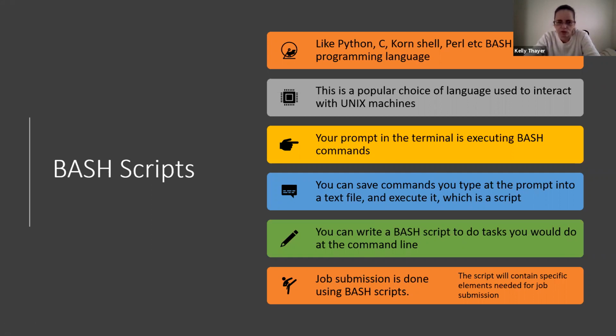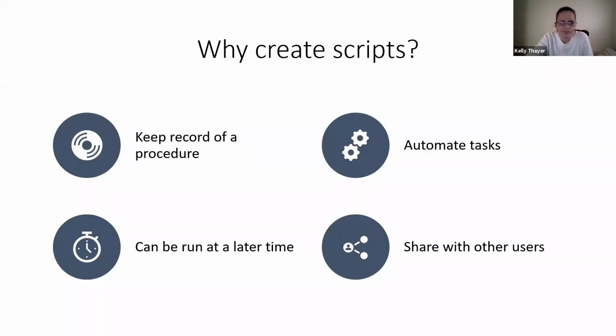Like we said, you have bash on your command prompt, and you can save commands as you type into the prompt into a text file, so that it will be executed at another time, and that's a script. You can write bash scripts to do tasks you would do at the command line, and you need to learn how to do this for submitting your jobs to the queue.